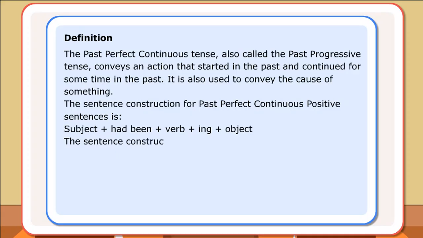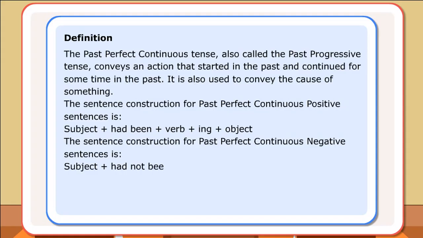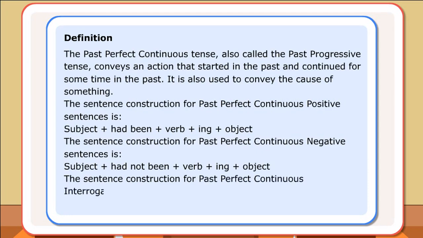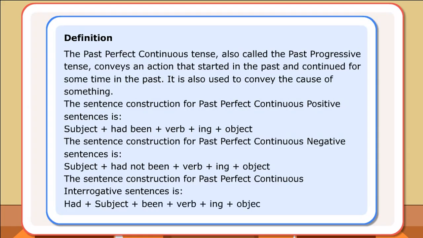The sentence construction for past perfect continuous negative sentences is subject plus had not been plus verb plus ing plus object. The sentence construction for past perfect continuous interrogative sentences is had plus subject plus been plus verb plus ing plus object. Let us look at these sentences in past perfect continuous tense.